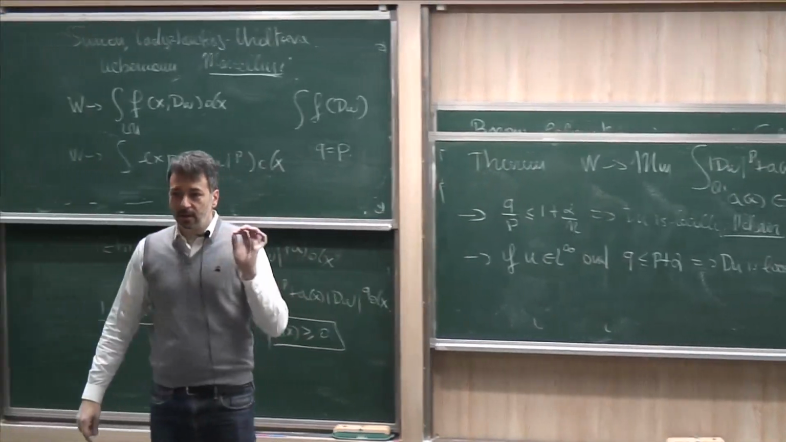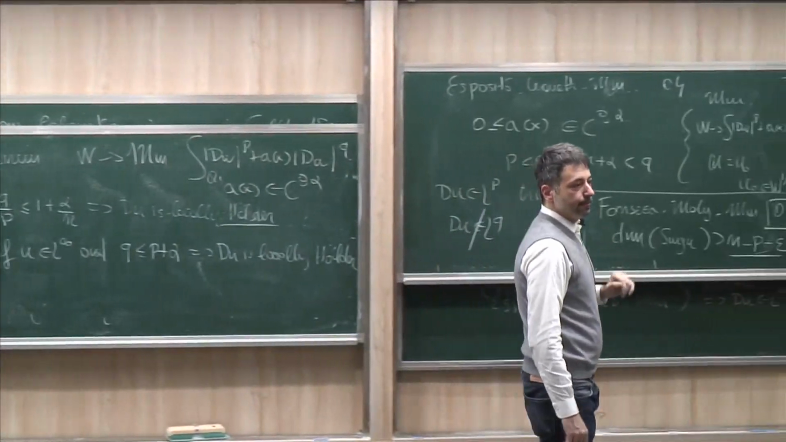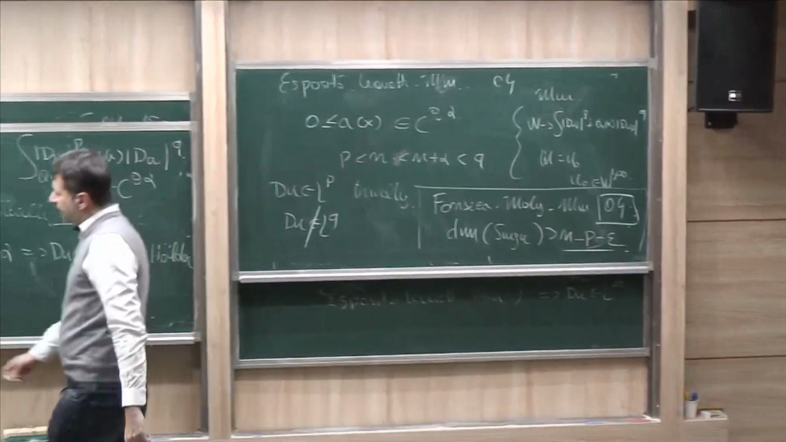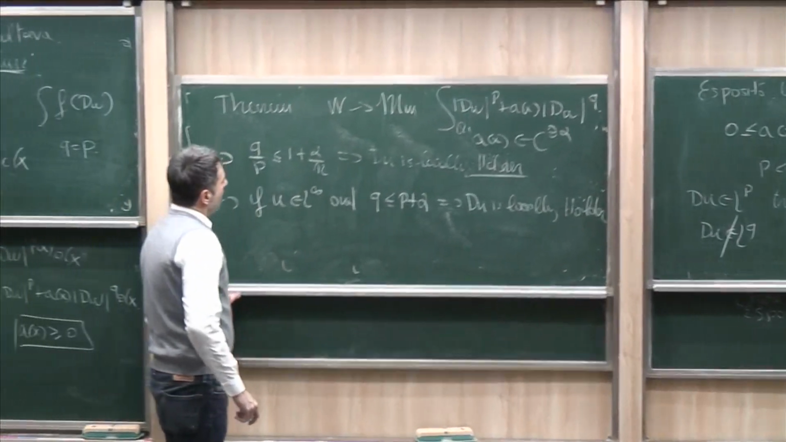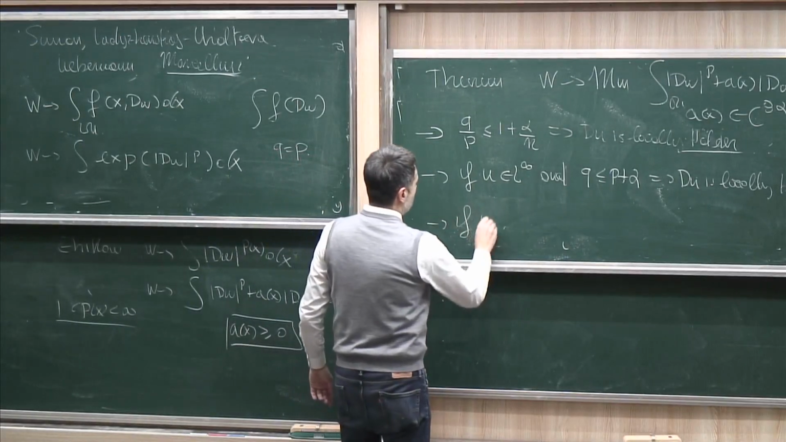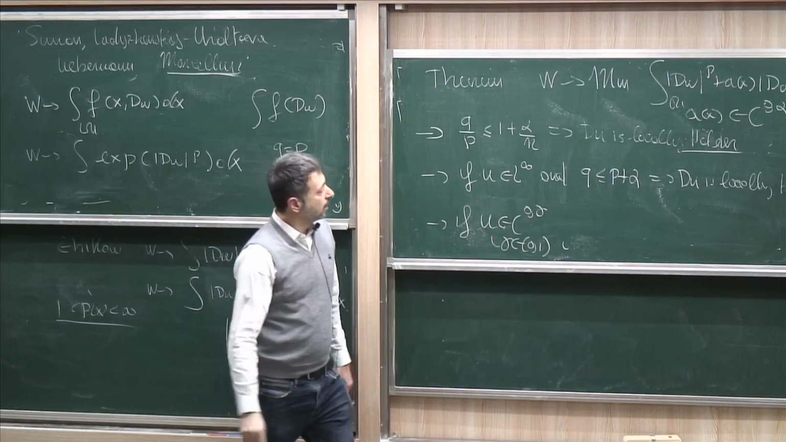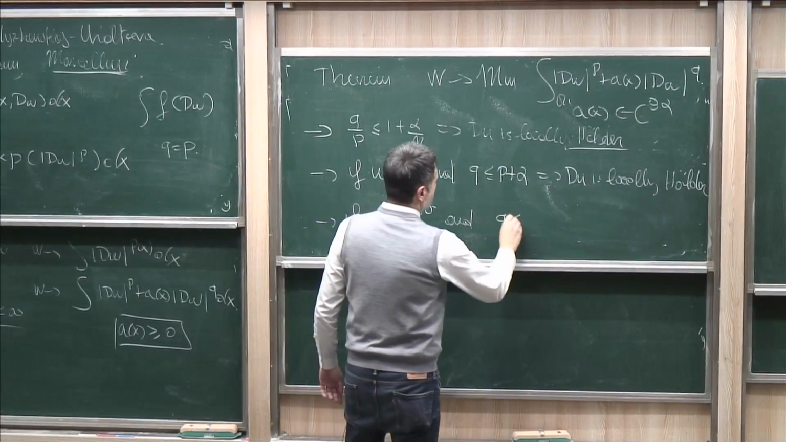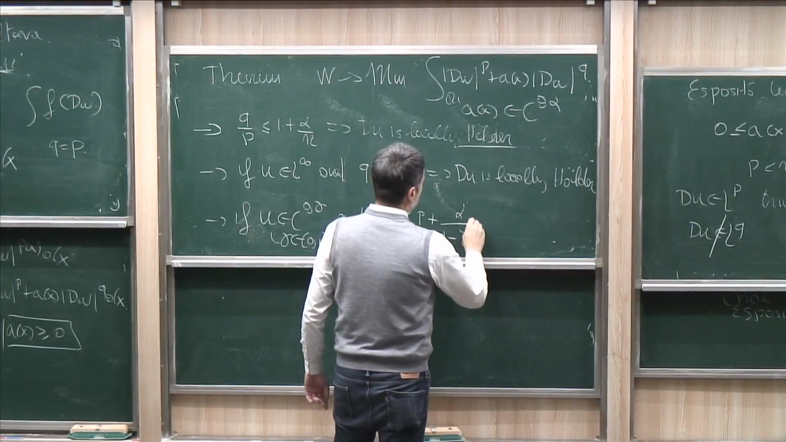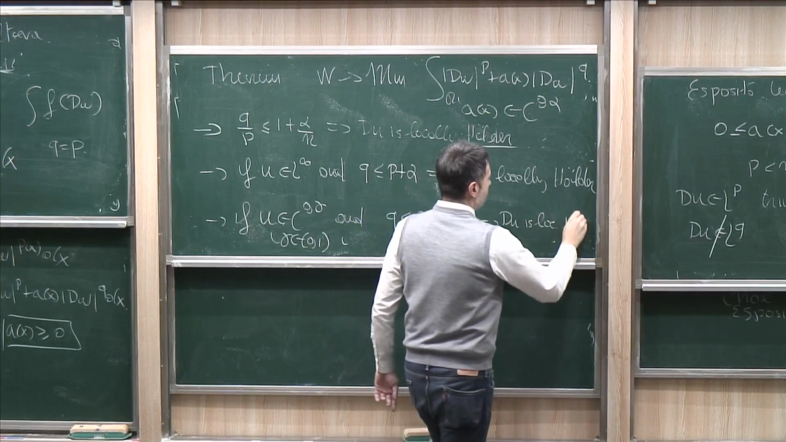And this is exactly the other situation that complements this. And finally, you know that when the regularity of u is growing, then the bound is better. So if u is now C^{0,gamma} for some gamma between 0 and 1, and q is strictly less than p plus alpha over 1 minus gamma, then Du is locally Hölder.